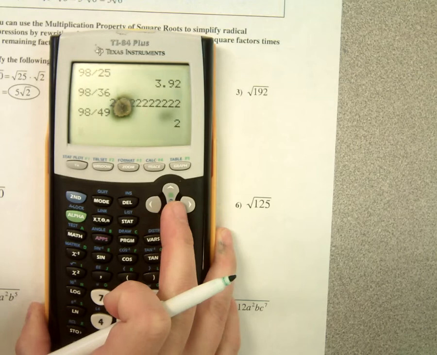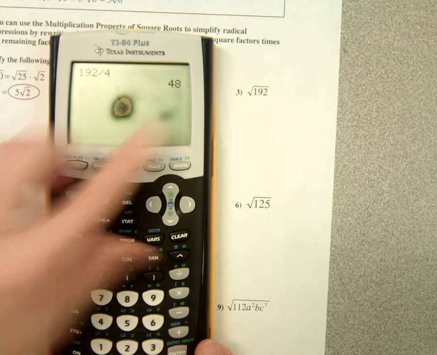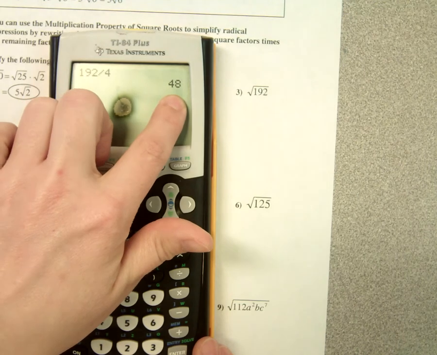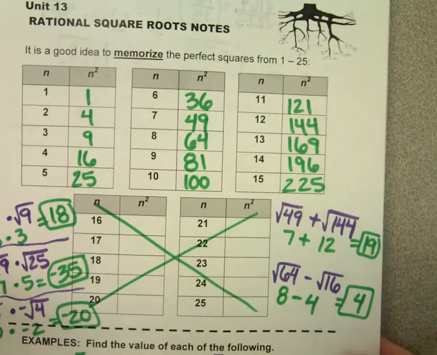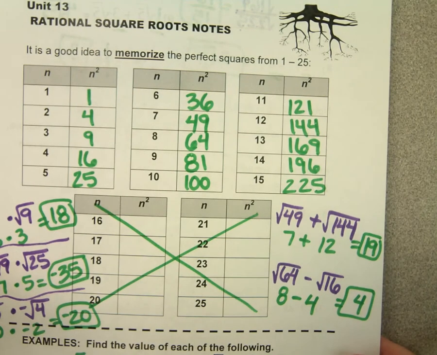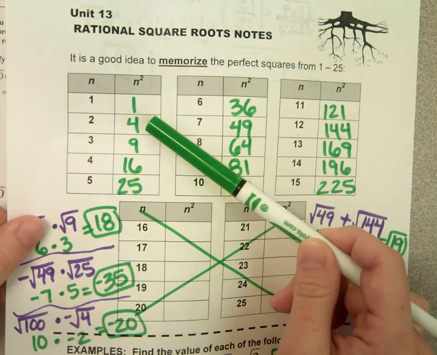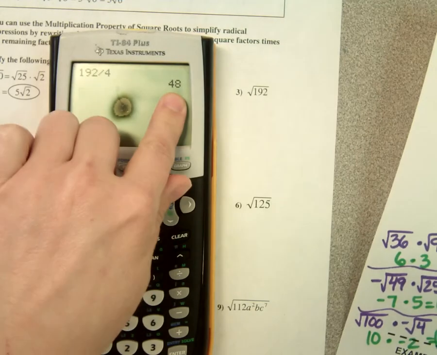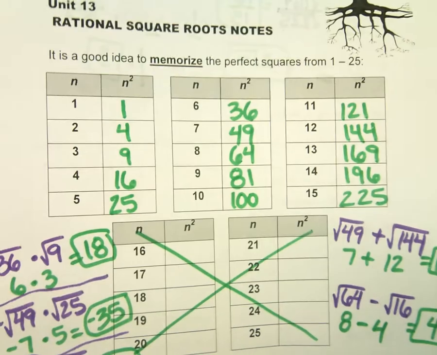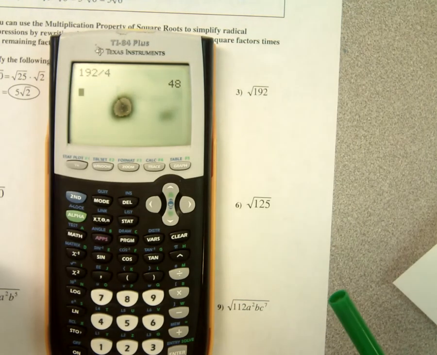So I want to show you something that happens here. So 192. If I start with the first perfect square, 4, did 4 go in there evenly? But look at this 48. Can 48 be divided by any of these perfect squares? No. Do any of these go into 48? 4 goes into 48. 16 goes into 48. If this number right here, the answer, can be divided by any of these perfect squares, we need to keep going. That means there's something bigger than 4 that goes into 192.